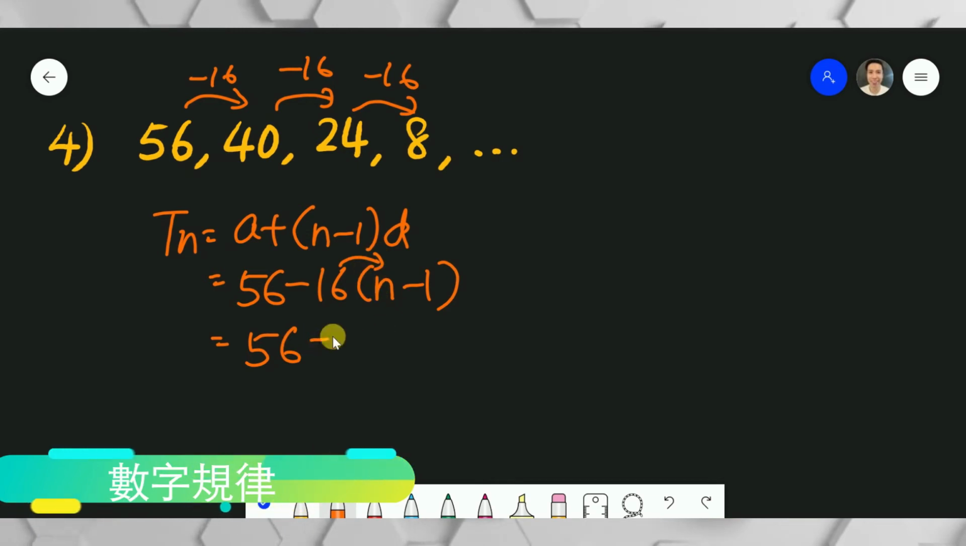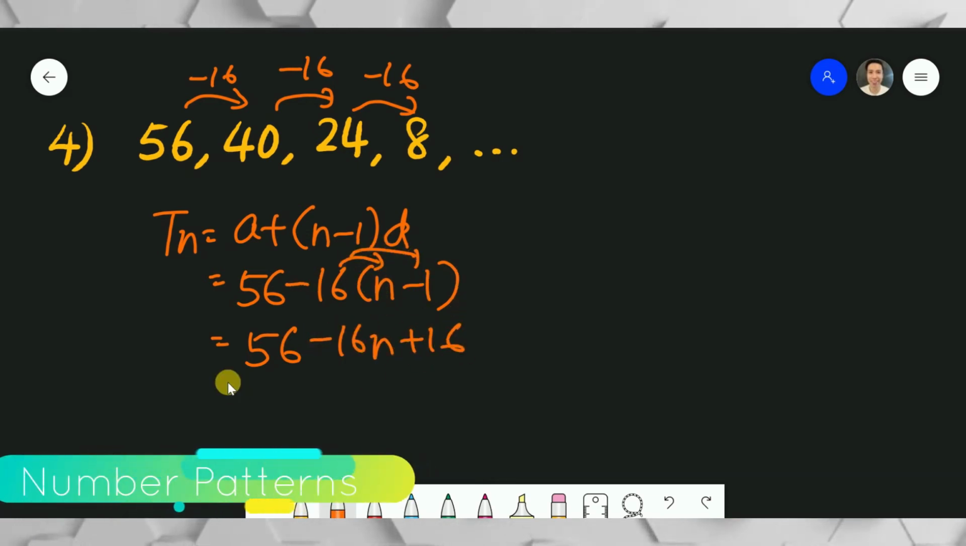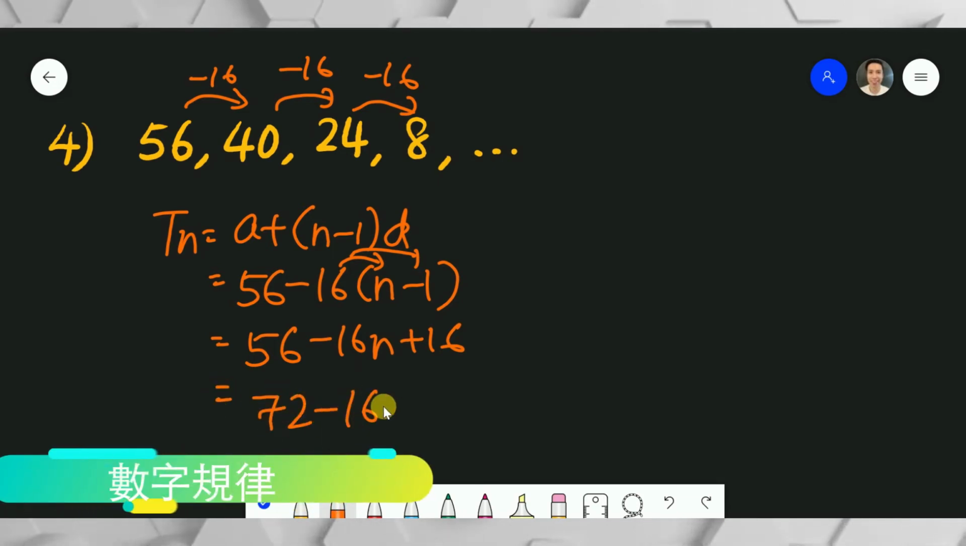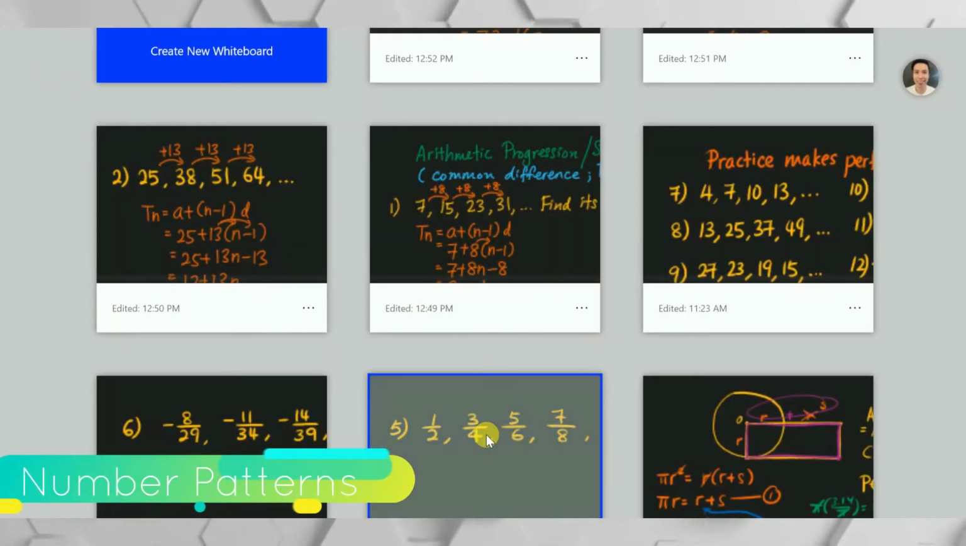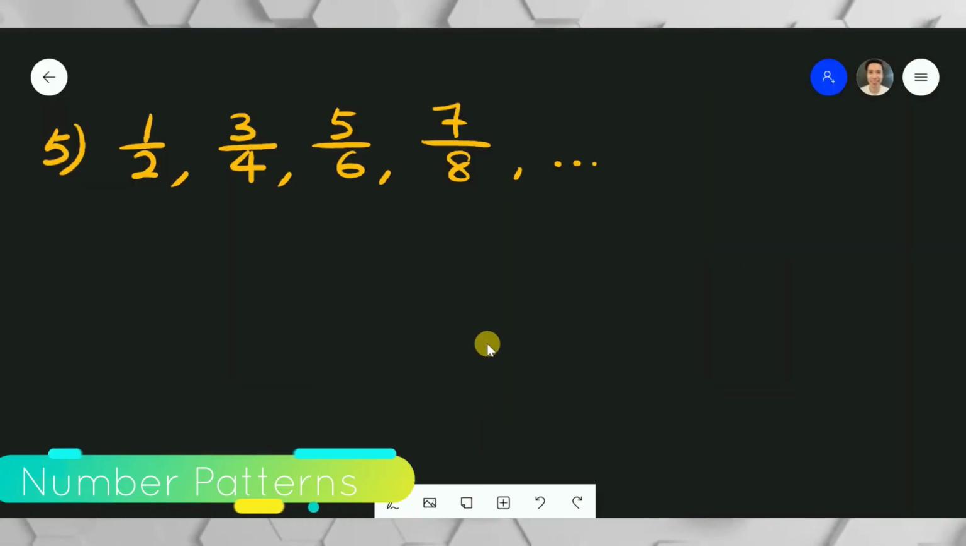So here you expand this one, minus 16n, then negative 16 times negative 1 is positive 16. So my final answer will be 72 minus 16n. Alright, so far so good, yeah? Next one, question number 5.